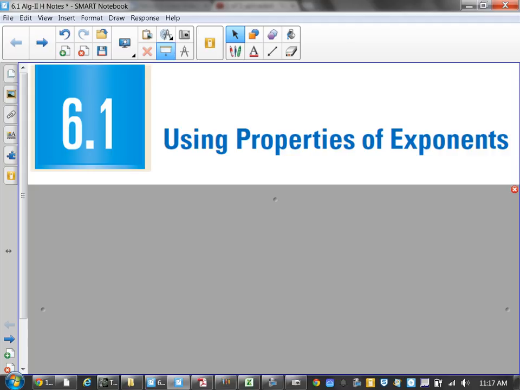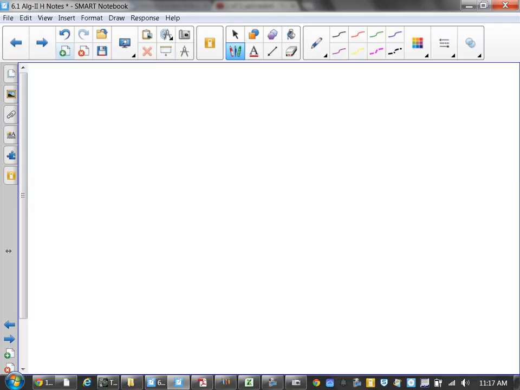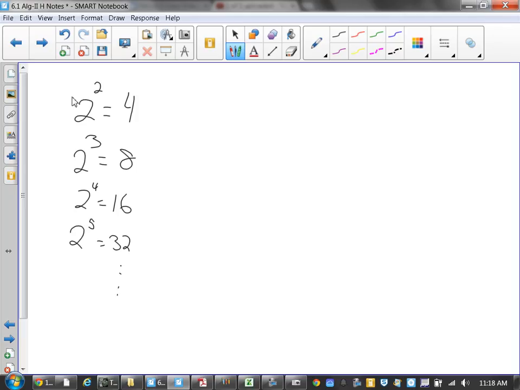So, properties of exponents. What I like to do with properties of exponents is kind of redefine things that you already knew. For example, what's 2 squared? 4. Okay. What's 2 cubed? 2 to the 4th. 2 to the 5th. And so on and so forth. Okay? Go the other way. What's 2 to the 1st power? It's 2 to the 0 power. 1. Remember that? Anything to the 0 power is always 1.